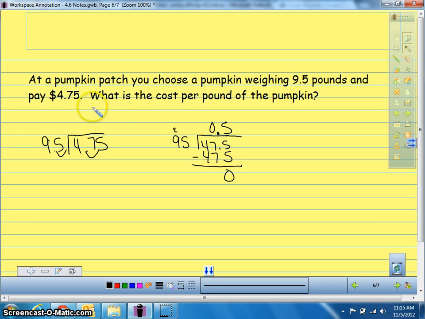What's my question? What is the cost per pound of the pumpkin? Well, is 0.5 an answer? 0.5 of a dollar is 50 cents. So I want to make sure with our dollars and cents, we go to the hundredths place. So I want to say $0.50 is the cost per pound. So at 50 cents a pound, a 9.5-pound pumpkin is going to cost us $4.75. Good job.